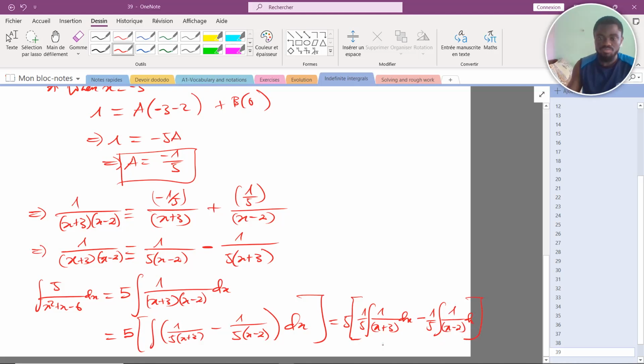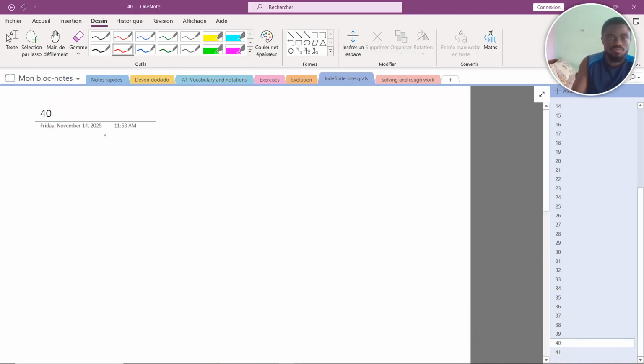So you close the big brackets. You see that this 5 will cancel this 5 and it will also cancel this 5. Let's go to the next page. So we will be left with the integral of 1 over x plus 3 dx minus the integral of 1 all over x minus 2 dx. So this will be equal to the integral of 1 all over x plus 3 dx minus the integral of 1 all over x minus 2 dx.